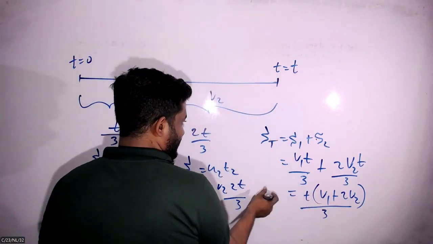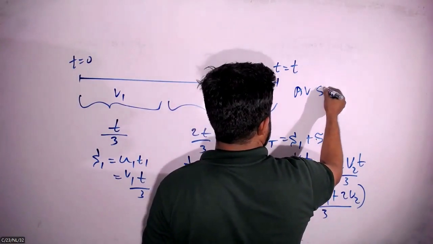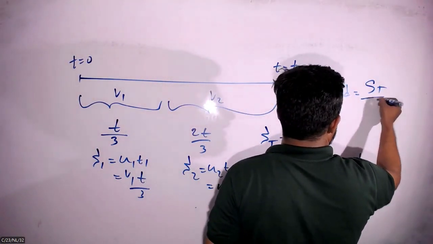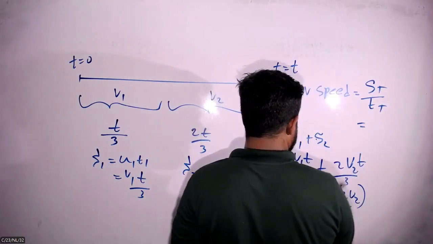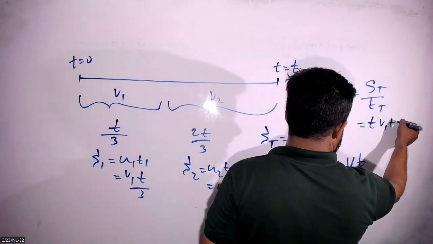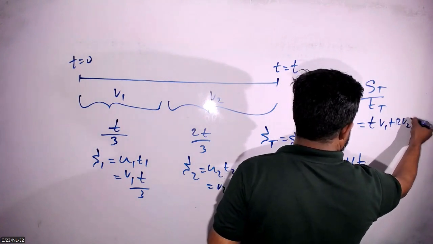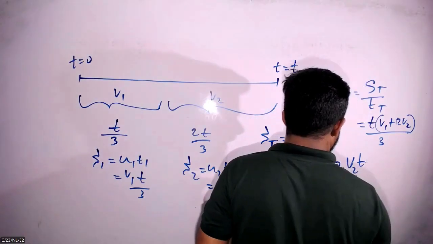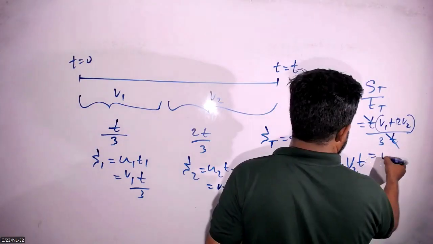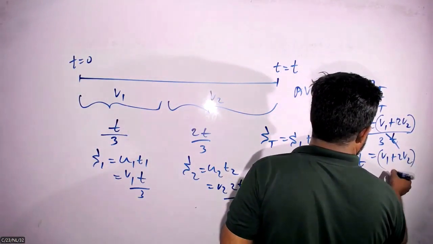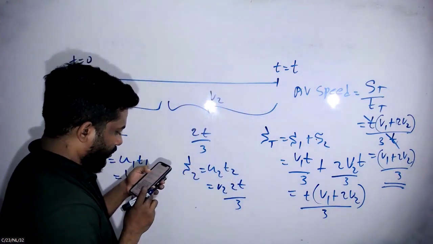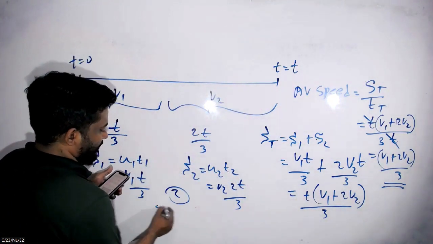So now you know the total distance. To find average speed, you can use the definition. Definition is total distance traveled divided by total time. No? Total distance is t times v1 plus 2v2, divided by 3, divided by total time t. Then the answer is (v1 plus 2v2)/3. Second one is the answer.